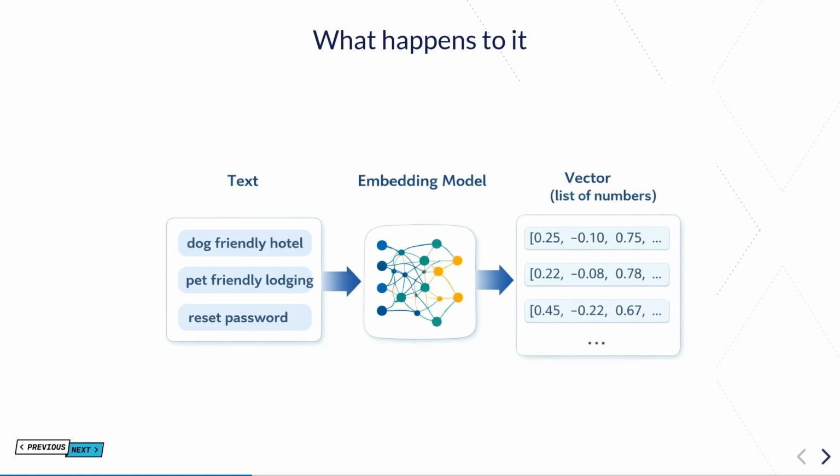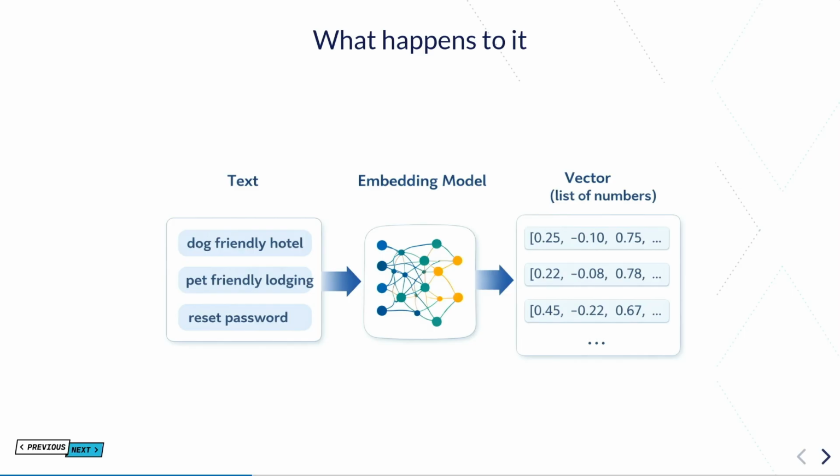I like to think of it like a map. If we look at dog-friendly hotel and we look at pet-friendly lodging, those are pretty similar terms, so they've ended up in the same neighbourhood. Therefore, if you look at the numbers, they're quite similar. But if you look at reset password, it has a completely different meaning, so it's ended up in a separate neighbourhood. It's got quite different numbers.